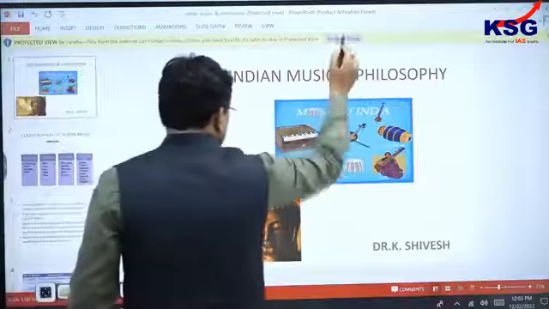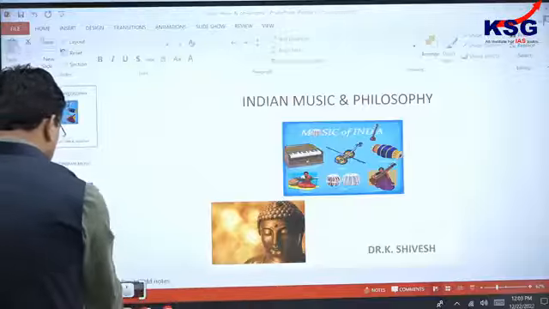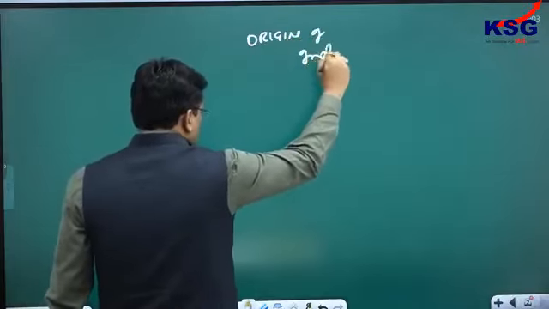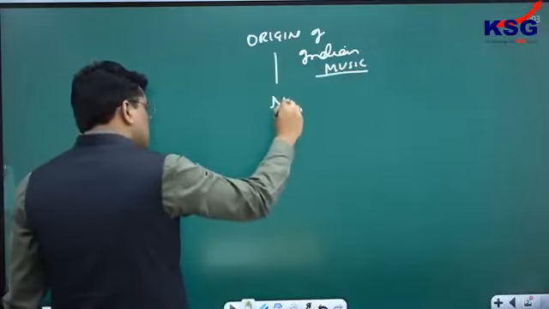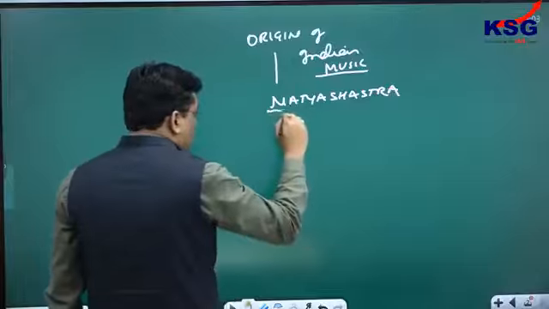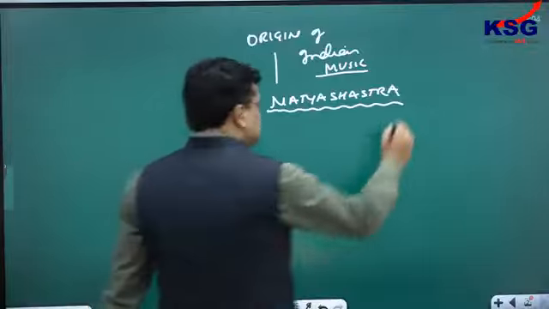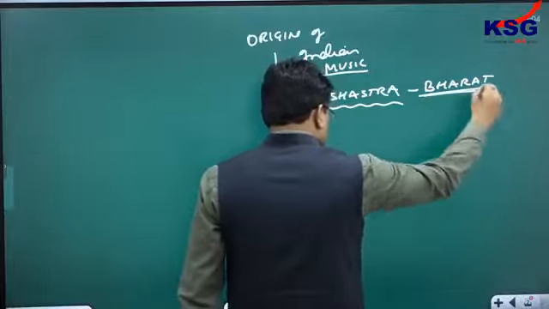So, Indian music and the school of philosophy. Indian music. The origin of Indian music is the Natya Shastra. Dance, music, theater, all come from the Natya Shastra written by Bharat Muni.